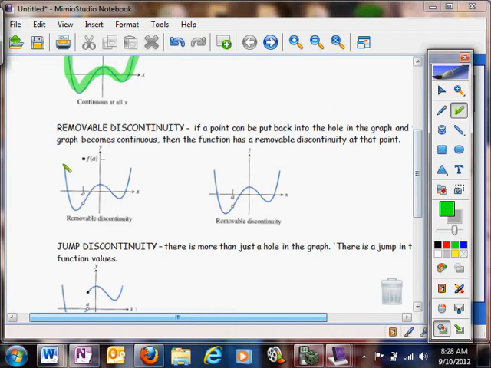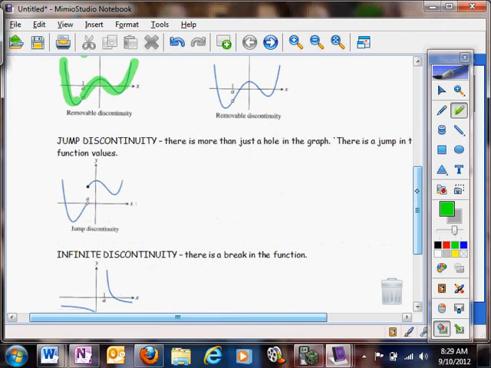Looking at this first example, if we start from the left and we start to come around to the right, we see there's a hole here. But because that point can be replaced back into the graph, this graph has a removable discontinuity. And I'll discuss this graph later.